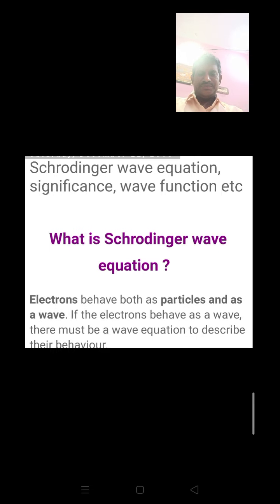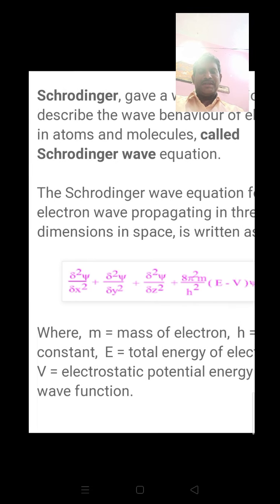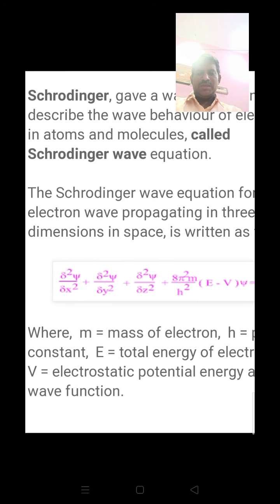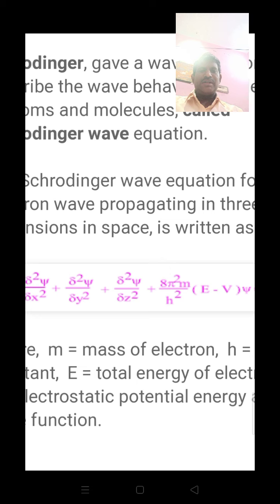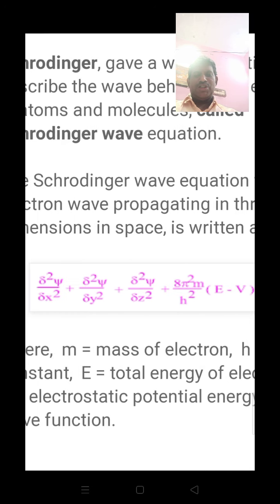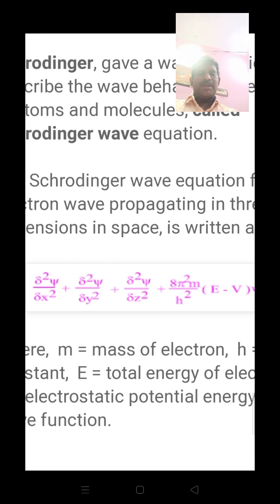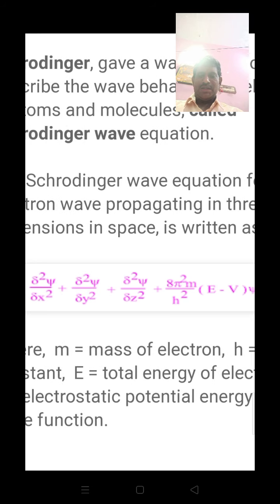According to the Schrodinger wave equation, for an electron wave propagating in three dimensions in space, it is written as: del square psi by del x square plus del square psi by del y square plus del square psi by del z square plus 8 pi square m by h square into (E minus V) psi is equal to 0.